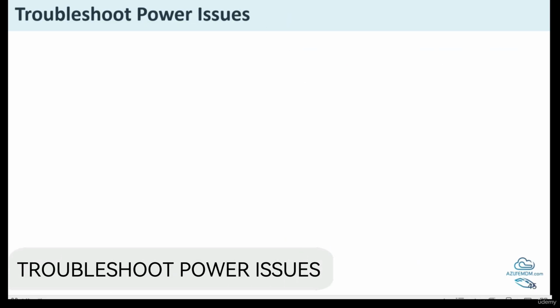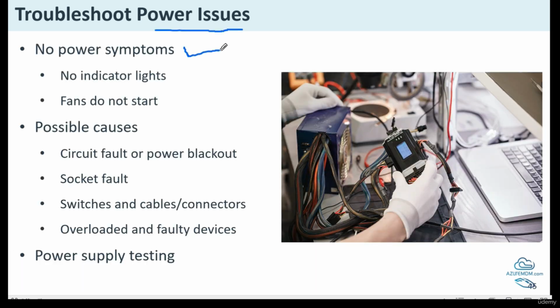Now, let's understand how to troubleshoot power issues. No power symptoms. It means the device shows no response when power is turned on. No indicator lights. It means the power LED remains off, suggesting no electricity is reaching the system. Fans do not start. It means the cooling fan fails to spin, indicating a power delivery failure to the fans.